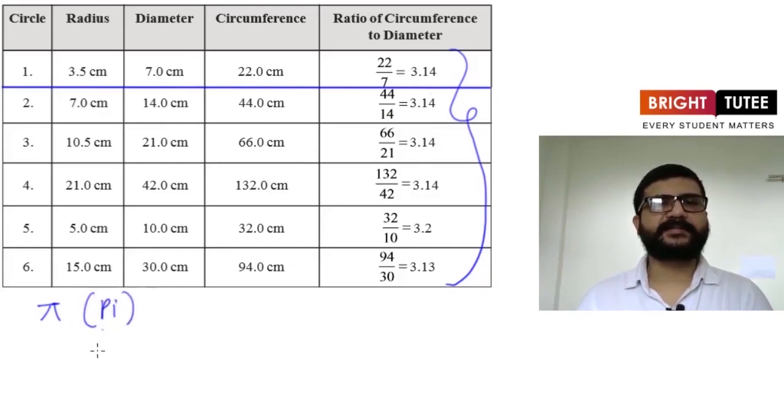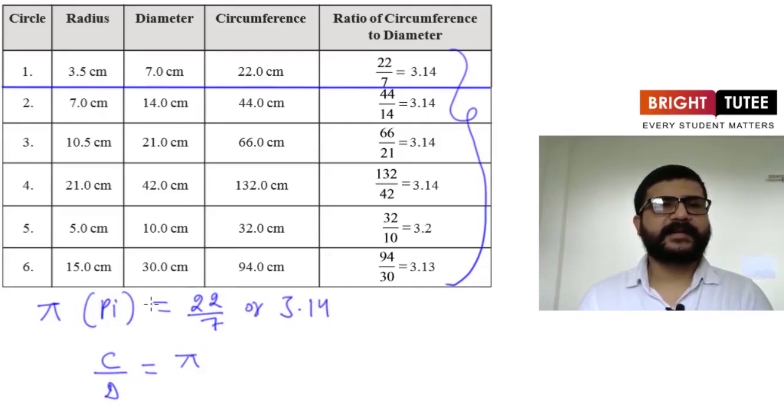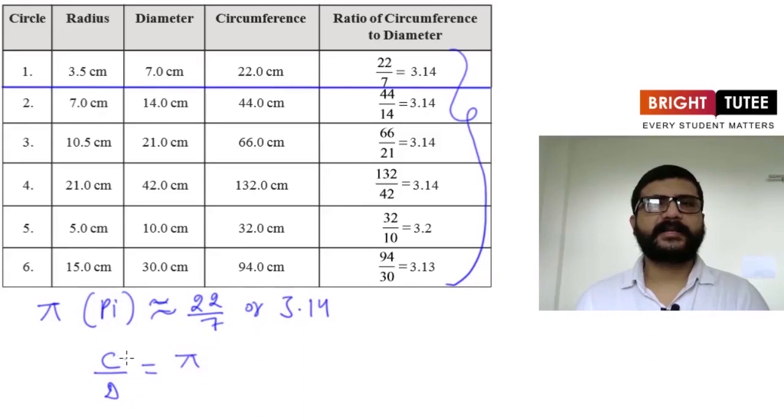Now this ratio is known as pi. So what we have seen here is the ratio of circumference to diameter. Let's say capital C is circumference and capital D is diameter. This ratio is always fixed and it is equal to pi, where pi is equal to 22 upon 7 or 3.14, or we can say it is approximately equal to 22 upon 7 or 3.14. This is the approximate value of pi. So the ratio of circumference to diameter is equal to pi.